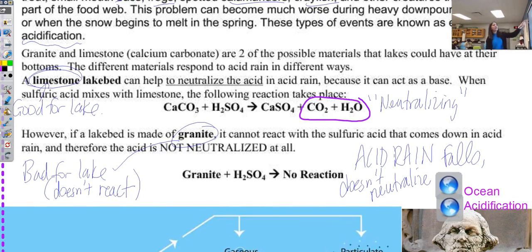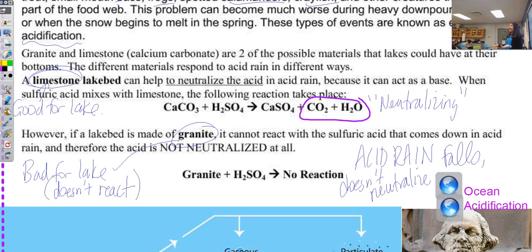This was just kind of talking about neutralization reactions, where if you add an acid and a base together, you can get things neutralized. And so when acid rain falls, depending on what the lake bottom is, you can have a granite lake bottom, or you can have a limestone or marble, like calcium carbonate. And depending on what your lake bed is, it may neutralize. If it's something like granite, what do you guys know about granite?